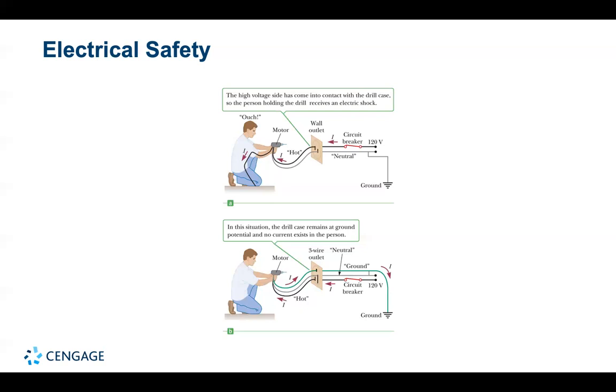Protection is provided by a third wire connected to the case of the drill, as shown in the lower figure. In this case, if a short occurs, the path of least resistance for the current is from the high voltage wire through the case and back to the ground through the third wire. The resulting high current will blow a fuse or trip a circuit breaker before the consumer is injured.